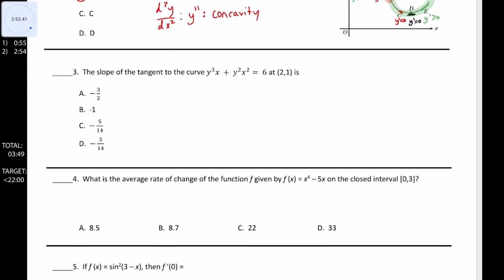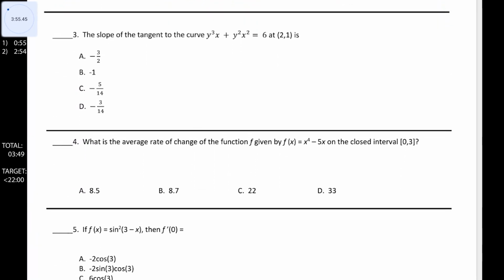For number 3, it's the slope of the tangent to this curve, y cubed x plus y squared x squared equals 6 at (2, 1) is. Okay, so this problem looks like it's not going to be too bad at first glance, but you really do have to make sure that you are on top of your derivative rules here, particularly the product rule and the chain rule, because we are going to have to differentiate an implicitly defined equation here.